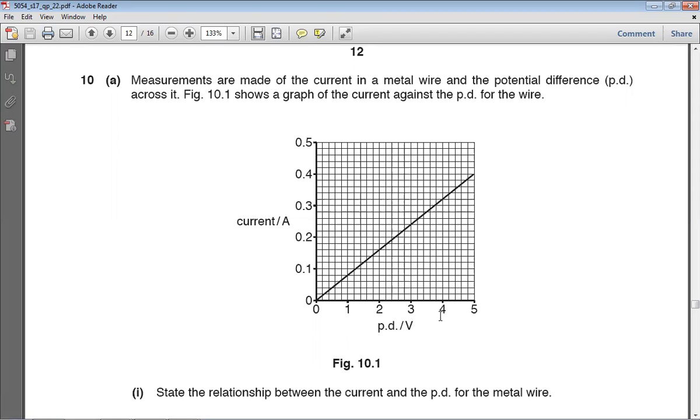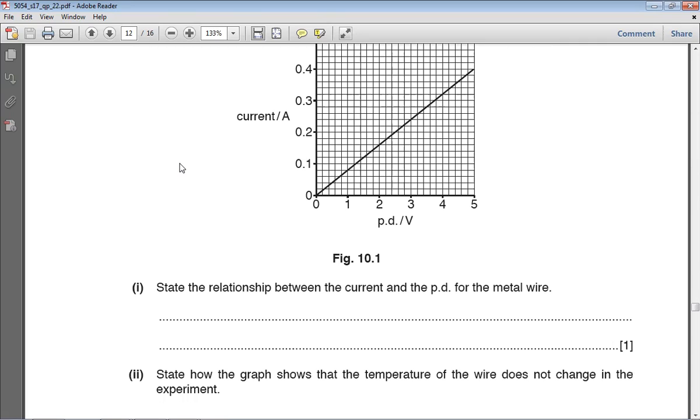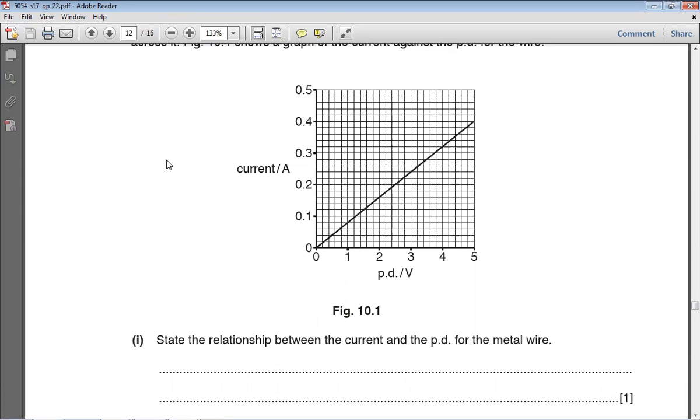Remember one thing, that when you represent current on the y-axis and voltage on the x-axis, the gradient of the graph will be change in current divided by change in voltage, and that is equal to the reciprocal of the resistance. So the gradient or the slope of this graph is equal to 1 by R. Remember this. So the first question they are asking is, state the relationship between the current and the potential difference for the metal wire.